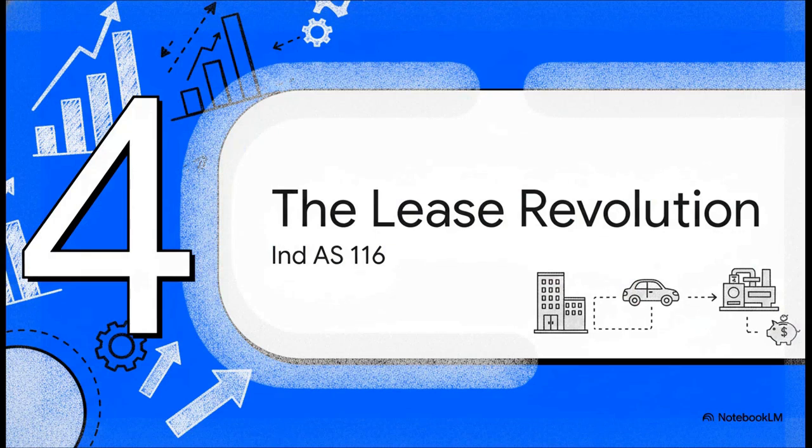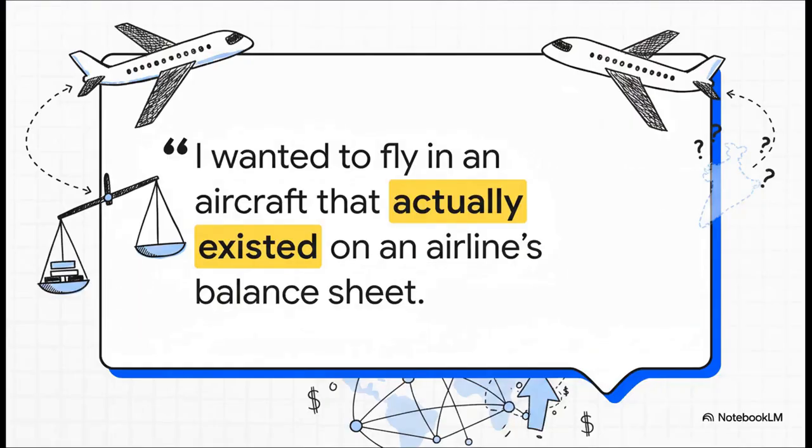Okay, let's zoom in on one of the absolute biggest changes, something that completely rewrote company balance sheets. Lease accounting, all thanks to Ind AS 116. This quote from the former chairman of the International Accounting Standards Board just says it all. For decades, airlines could lease entire fleets of aircraft. We're talking massive, multi-billion-dollar assets, and they would never even show up on their balance sheets. They were basically invisible obligations.